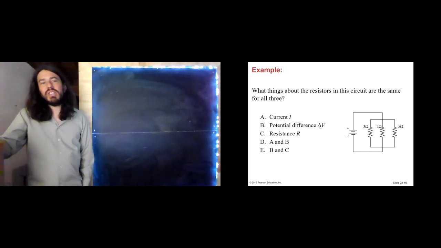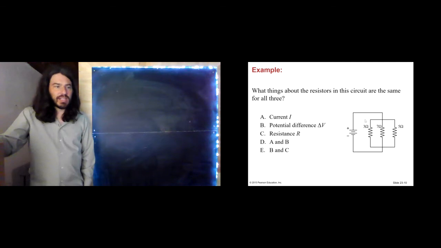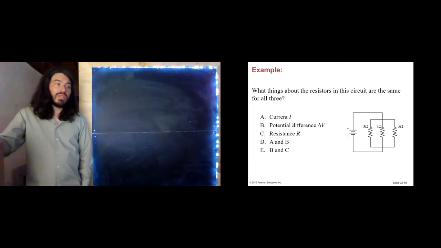Do they have the same potential difference? And they do, right? Because the top sides are all connected with ideal wires to the plus side of the battery. The bottom sides are all connected to the negative side of the battery. Which means they all have the same potential across them. So definitely B is true.